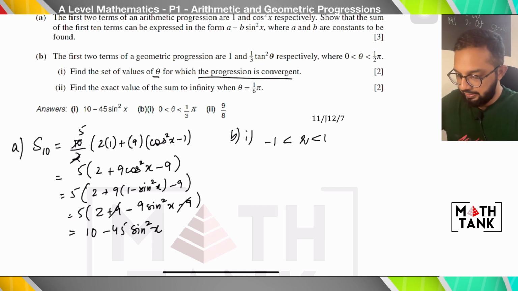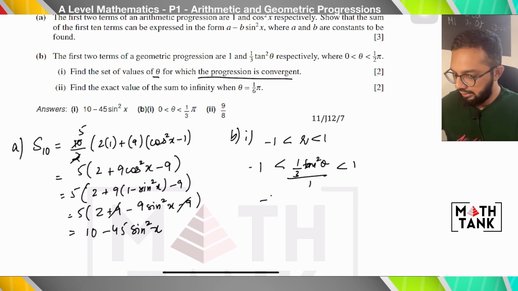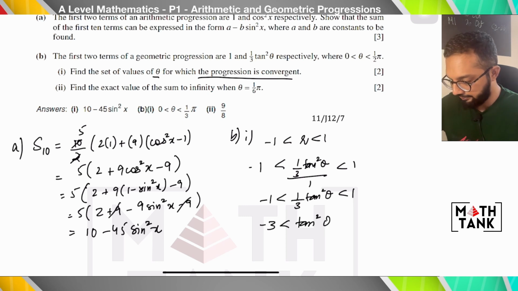Now, for minus 1 and 1, the simple idea is that you calculate the common ratio, which is term 2 divided by term 1. Okay, and that gives you that the common ratio is 1/3 tan square theta only. When I remove this 3, since this is made up of two inequalities, it's going to go on either side. It's going to become minus 3 less than tan square theta less than 3.